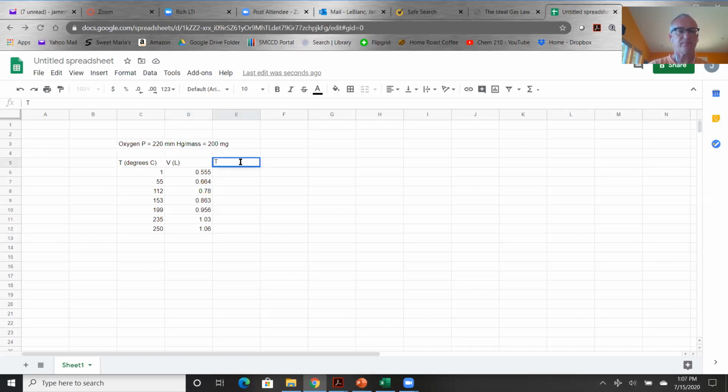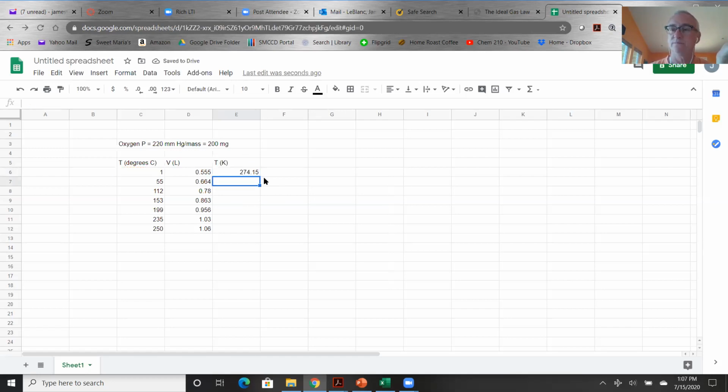So here I'll just put T and then K, because now I don't want degrees C. I want K. Remember, there's no degrees. And so hopefully Google Sheets acts like Excel. We'll see. So I'm going to say equals C6 plus, and what's the conversion to go from Celsius to Kelvin? 273.15. There you go.